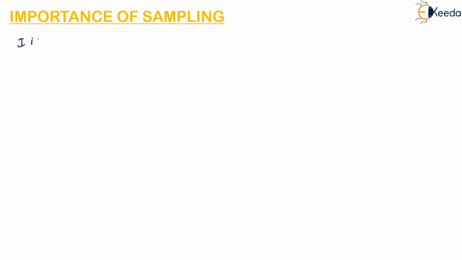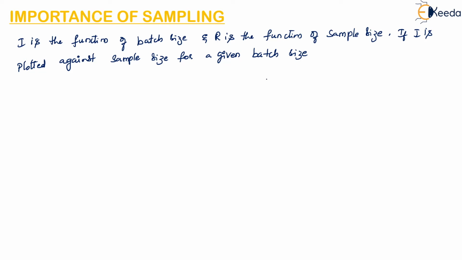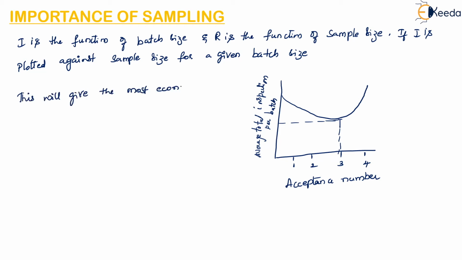So here I is a function of batch size and R is a function of sample size. If I is plotted against sample size for a given batch, then we will obtain a curve. The curve is something like this: average total inspection for batch, and then this is the acceptance number. So this is the inspection per batch versus batch size graph. This will give us the most economic sample size for a given batch.